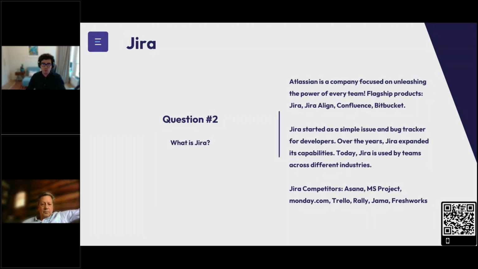Okay, Jira. What is Jira? This is the second question of the day. Jira is made by Atlassian. It's a company that's focused on unleashing the power of every team, or that's what they say. Its flagship products are Jira, used mostly for project management, Jira Align, which is used for Agile at scale, Confluence as a knowledge-based tool, Bitbucket for code repositories, and so on and so forth.